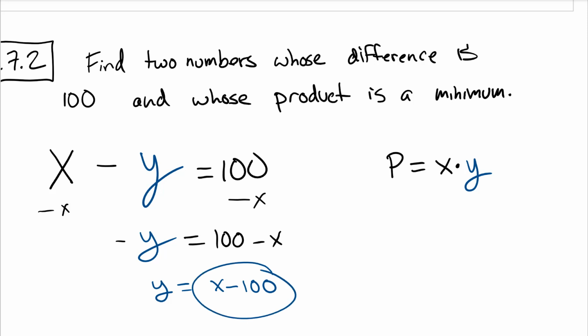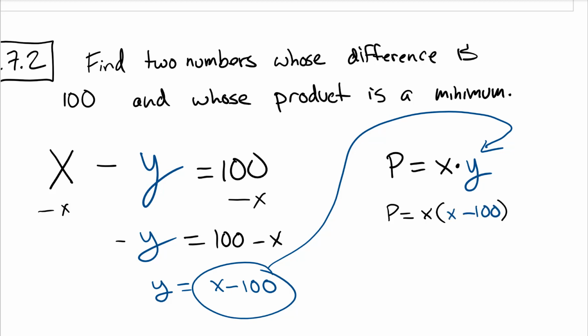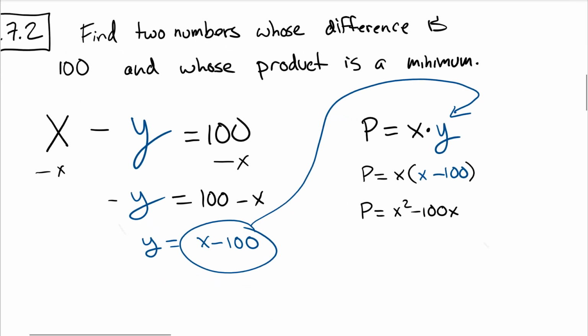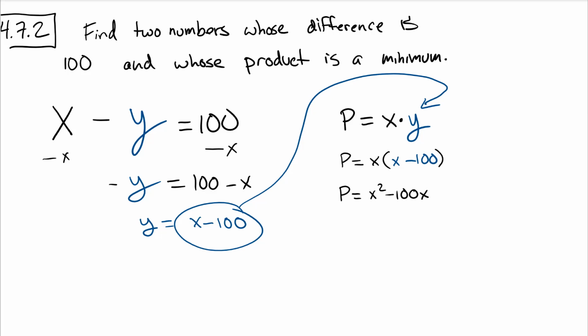Now that we have it, we can just pop that in. So the product is equal to x times, and instead of writing y, we're going to put in x minus 100. Dope. So the product is equal to x squared minus 100x? And it's a parabola. And if we're trying to find the minimum, I think we're trying to find the vertex of that. Well, let's take a derivative, set that equal to 0, and finish this problem up.